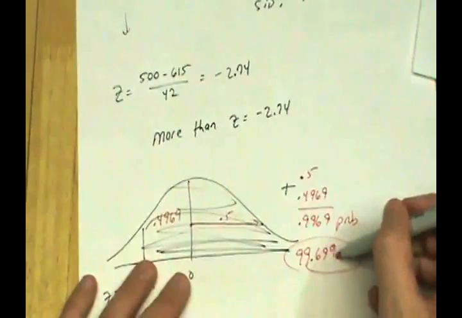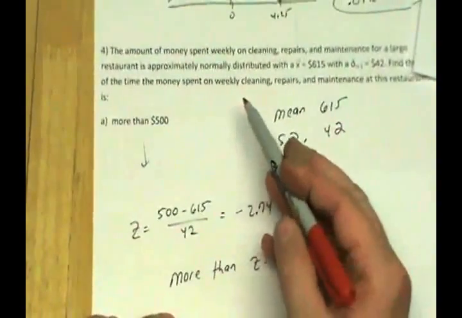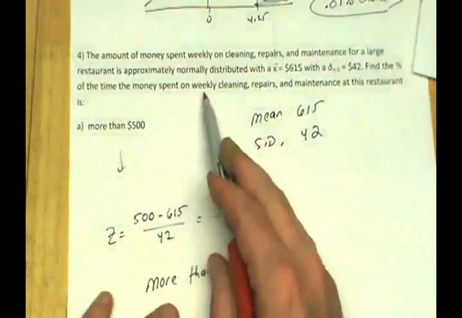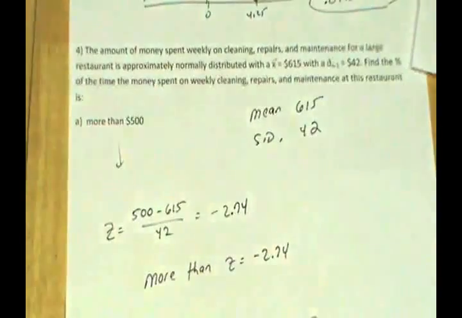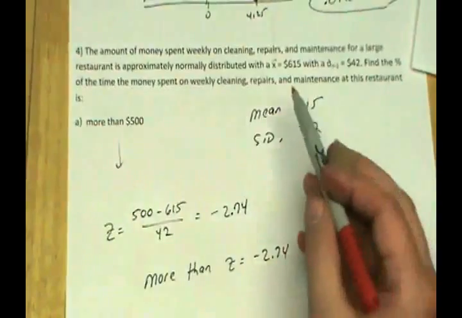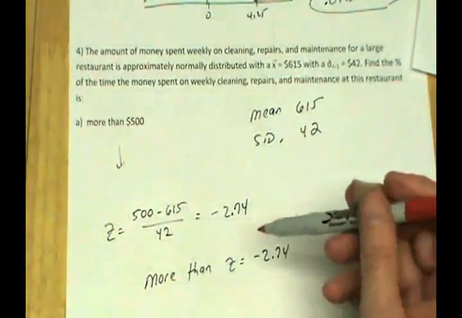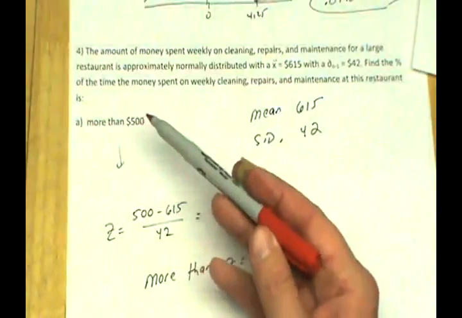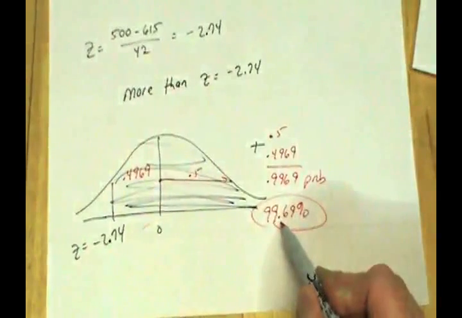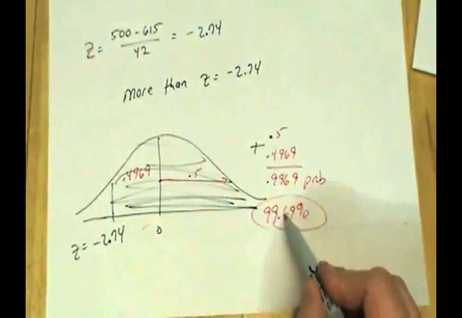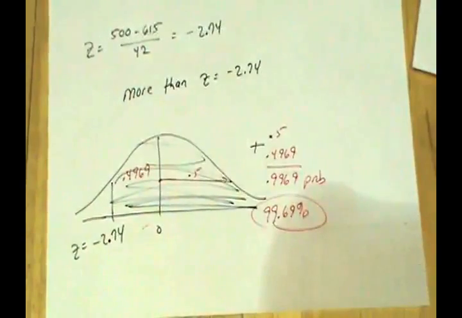So 99.69% of the time, the average amount of money spent on weekly cleaning, repairs, and maintenance will be more than $500 at this restaurant. So maybe the owner's selling the restaurant, and some buyers are coming in and saying, "What do you spend on these items?" You're going to say the average is $615. So in their mind, they're thinking, what's the chance that I spend more than $500 a week? There's a 99.69% chance you're spending more than $500, so very highly likely. And if that doesn't fit their budget, they better not buy the restaurant.